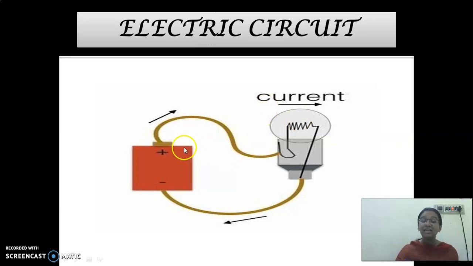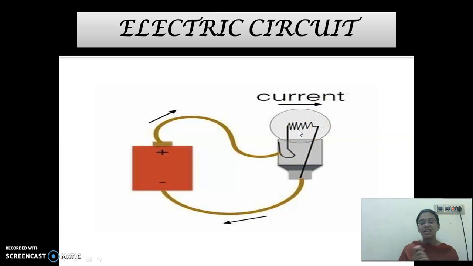Look at here. Here the electric charges flow. What is produced here? From the chemicals the charges are produced. So when it is connected, what happens? The electric charges move from this cell to the bulb. With these charges the bulb starts glowing. So this setup is called an electric circuit.